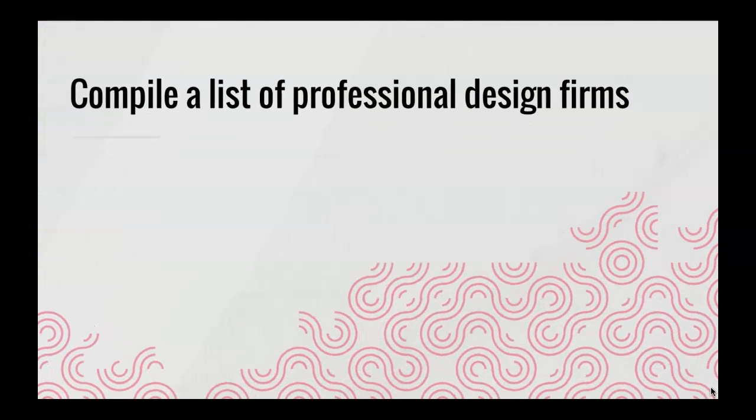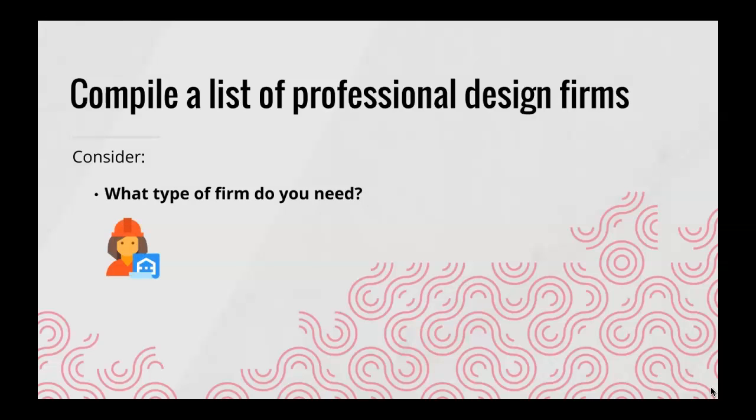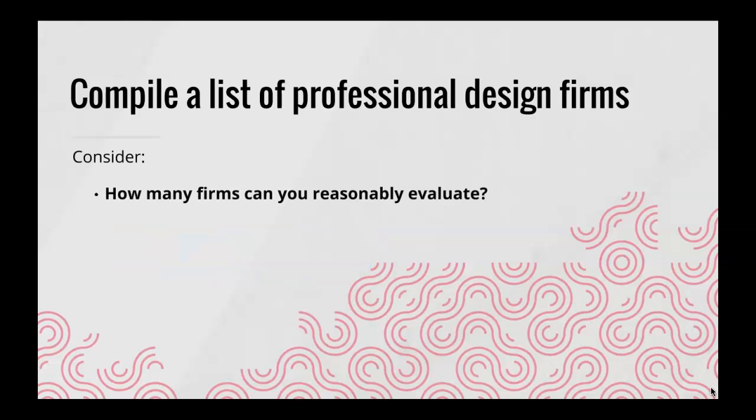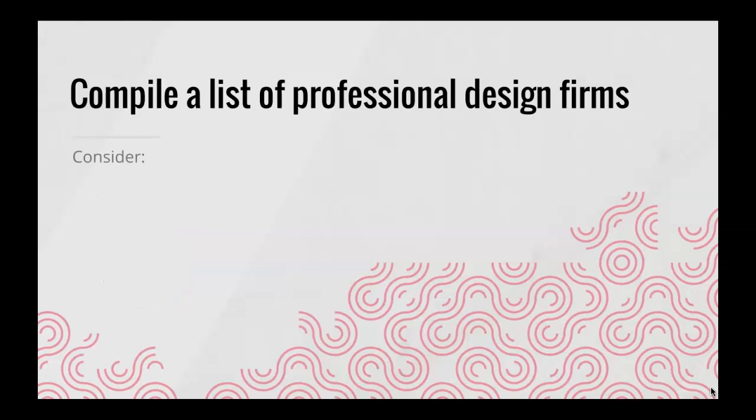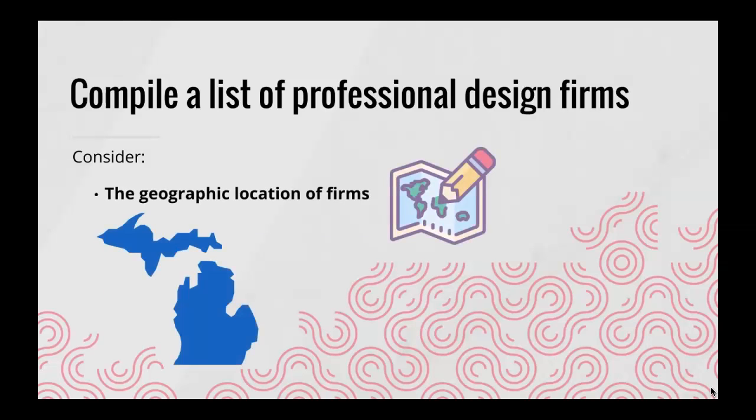Next, compile a list of professional design firms. Consider these factors: the type of firm needed, such as architectural, engineering, surveying, or related design professionals. Think about the number of firms that you as the owner can reasonably evaluate. Finally, consider the geographic locations and distributions of the firms.